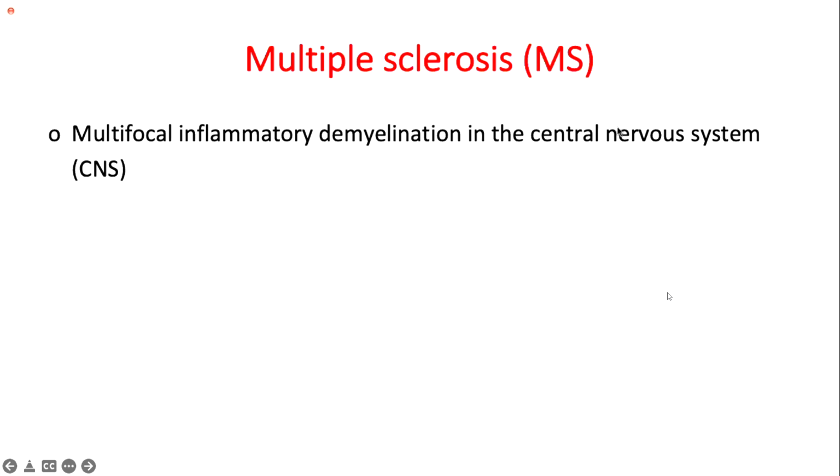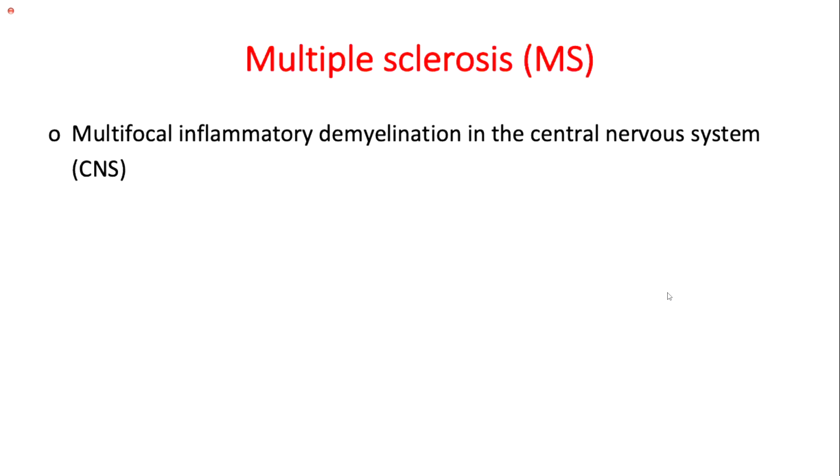Where? In the central nervous system, not the peripheral nervous system. When we say central nervous system, we mean brain and spinal cord, right? The optic nerves are an extension of the central nervous system. They are not part of the peripheral nervous system. They are central nervous system. So let's go through these words again. Multifocal means multiple sites in the CNS where there is inflammation that leads to demyelination. So focal inflammatory demyelination in the CNS is what multiple sclerosis is.